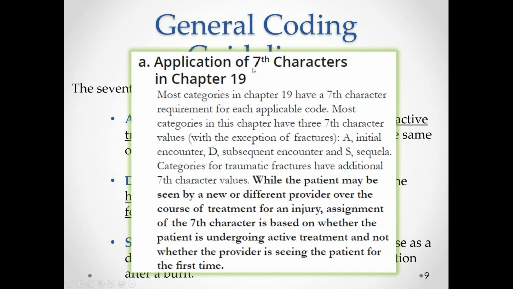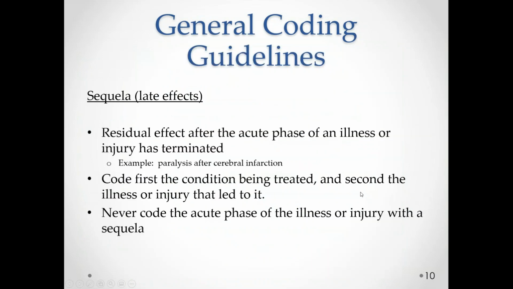First, I want to show you a little bit more in the guidelines that explains how to choose whether it's an A or a D. In bold here, it says, while the patient may be seen by a new or different provider over the course of treatment for an injury, assignment of 7th characters is based on whether or not the patient is undergoing active treatment and not whether they're seeing someone for the first time. So as a result of that, my advice to you is to document active treatment and use that phrase right there in your notes. Create a macro. I'll show you how to do it, in fact.